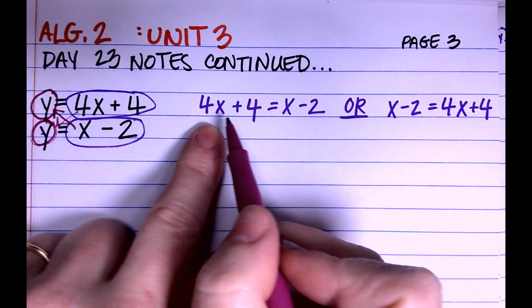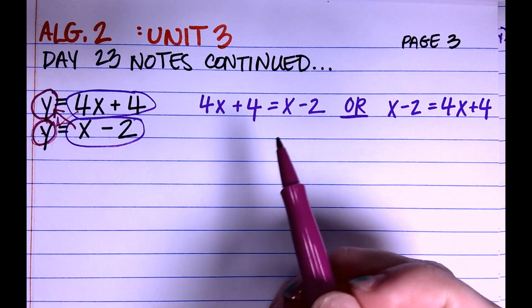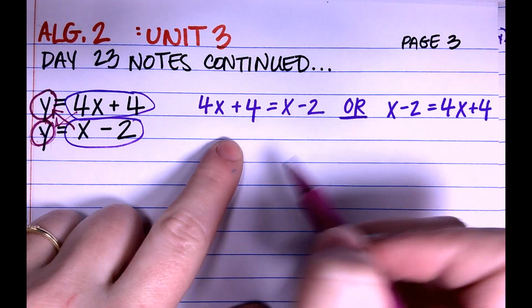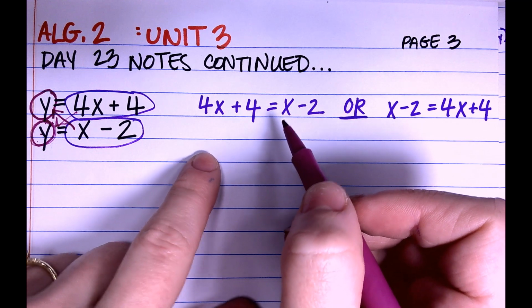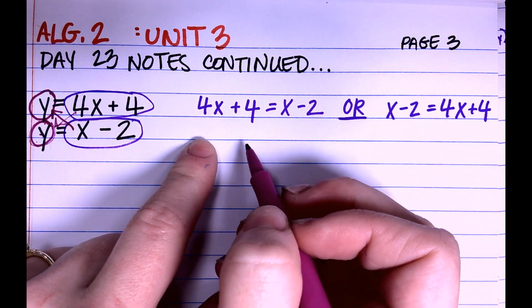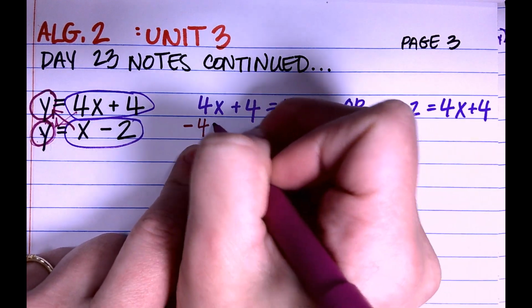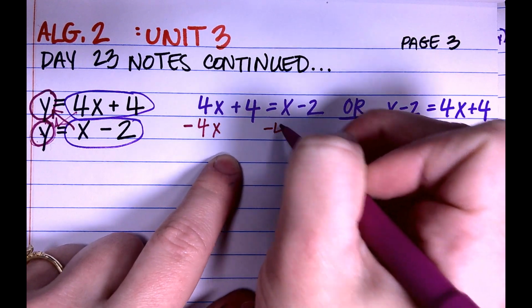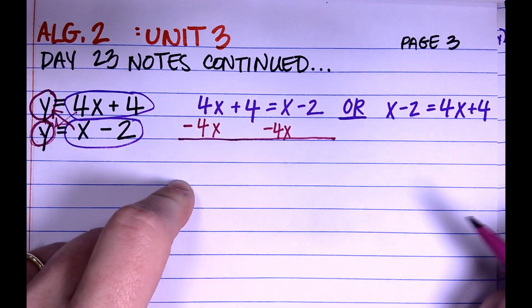So let's look at this first version that I wrote. 4x plus 4 equals x minus 2. What is something I could do first? You can take away 4x. Take away 4x from both sides? We could do that, absolutely. So subtract 4x from both sides. Okay, and what would happen here?